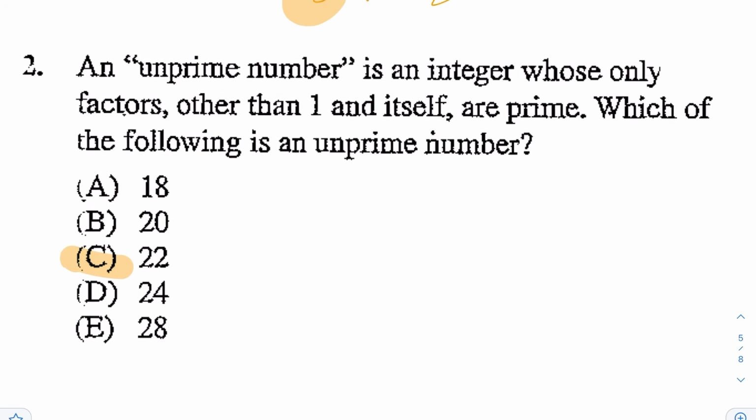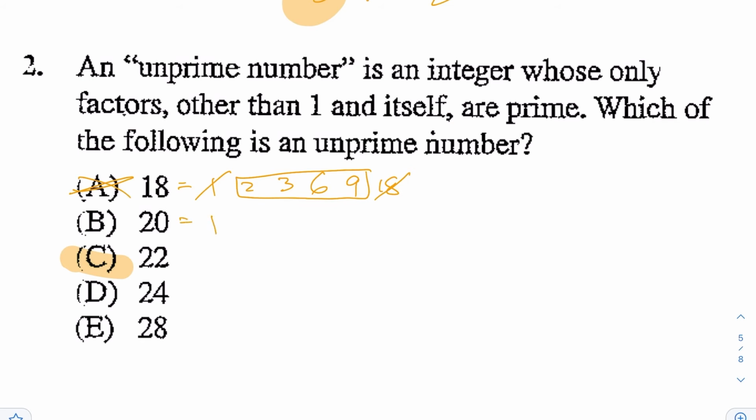All right, for number 2, if an unprime number is an integer whose only factors other than 1 and itself are prime, which of the following is an unprime number? So you have a whole number where the only factors other than 1 and itself are prime. So you list out all the factors for each of these. So 18, you have 1, 18, 2, 9, 3, 6. So you eliminate 1 and itself. These aren't all prime, so this is wrong.